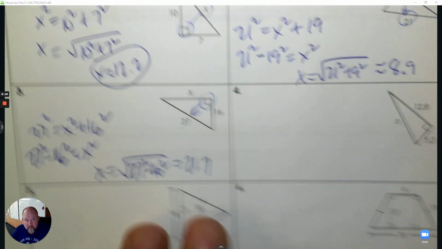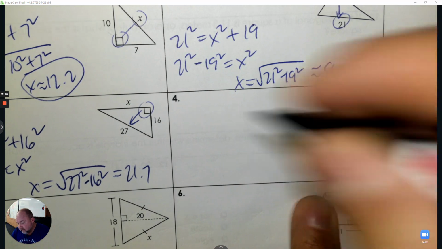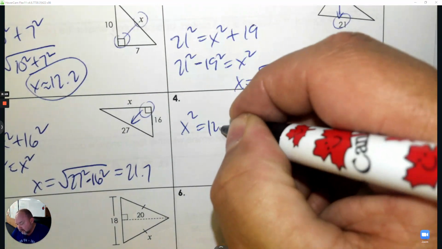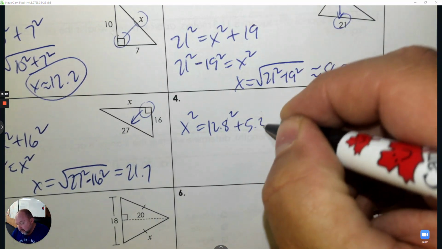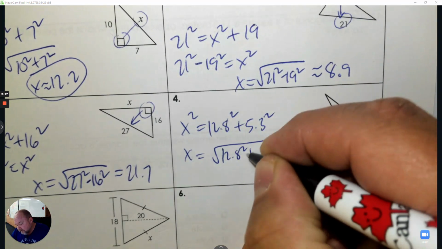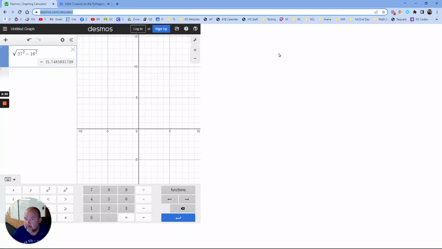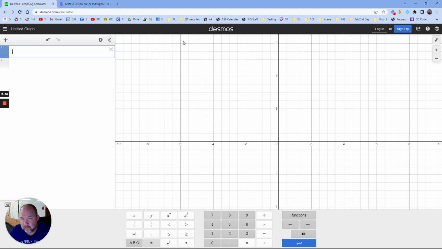Again, it's best when you do it first. So can you try to set this up and solve for x? Press pause. So the hypotenuse is x. The other two sides, 12.8, the calculator doesn't care, plus 5.3. And that's what I'm going to type in. Oh, to get x by itself, we square root this. Then we put it in our calculator. Again, I'm going to use Desmos. You can get the app on your phone for free, or just go to desmos.com, click on the calculator. All right, so square root, and we have 12.8 squared plus 5.3 squared. So the answer is 13.9 if I round it.